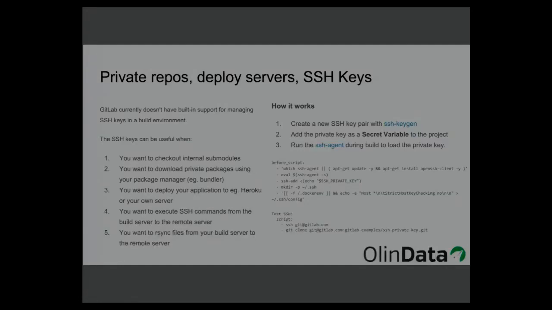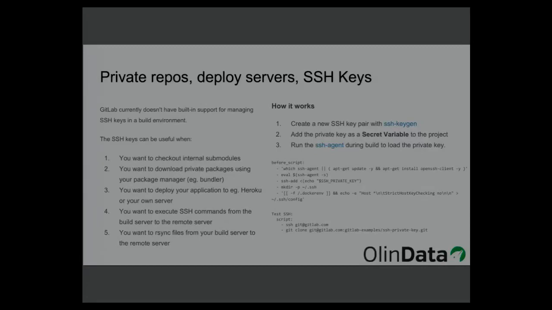How does it work? So first you create a new SSH key pair and add the private key as a secret variable inside the project. The public key, you put it here, and then in a before script before the job. So we have a very simple test job here that just SSHs to git at gitlab.com and then does a git clone, just simply to show how it works. It does a git clone of a private repository.